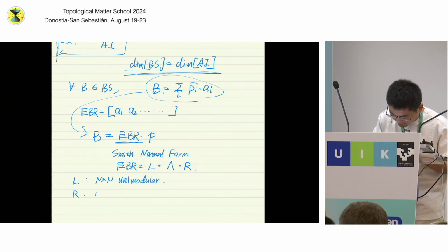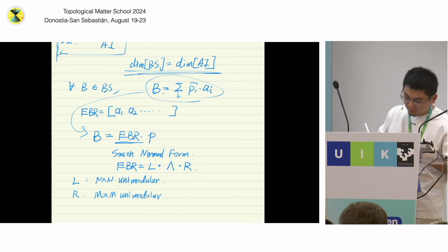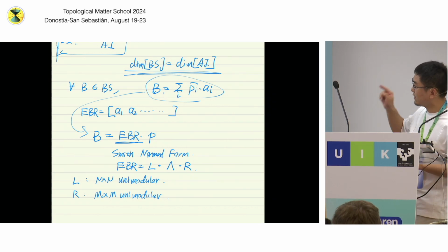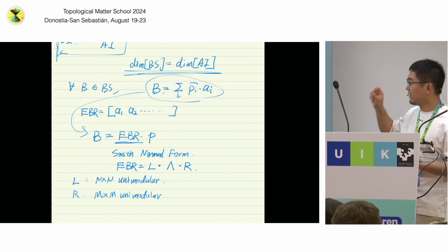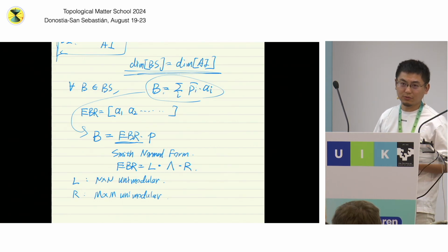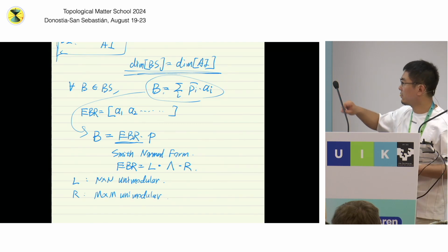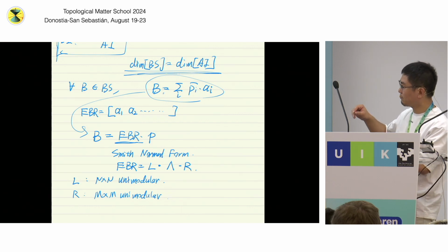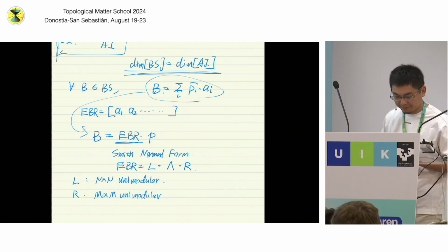R is an m by m unimodular matrix. Let me explain what this means. By unimodular matrix, it means that the L matrix itself is integer valued, and it's invertible, and its inversion is also an integer valued matrix. So that's a definition of a unimodular matrix.